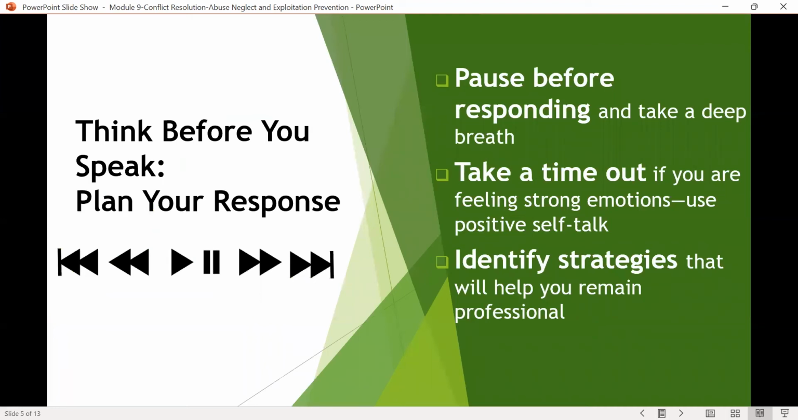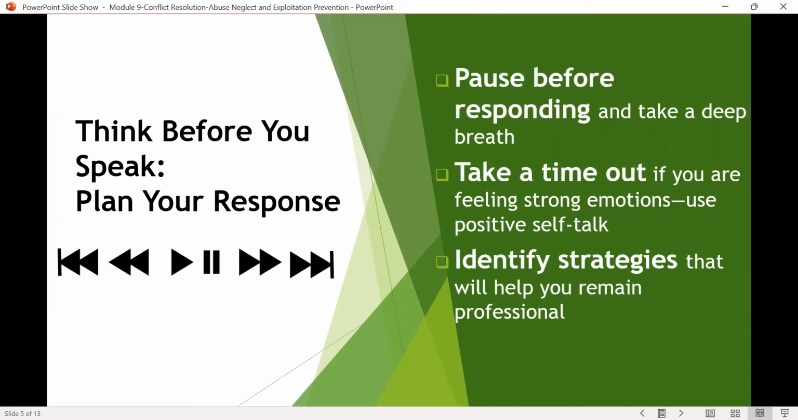The second strategy for de-escalation and resolving conflict is to think before you speak. Plan your response. It is important to find ways to handle situations that push your buttons. The following are some ways to do this. You can pause before responding by taking a deep breath, saying a prayer, or even counting to 10. These pauses may give you enough time to think before you speak, and perhaps avoid saying something you may regret.